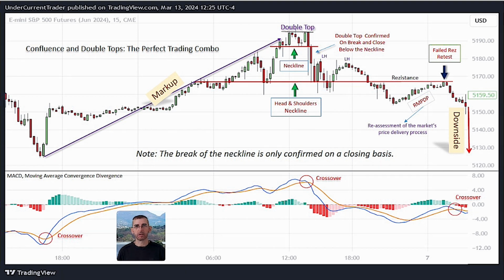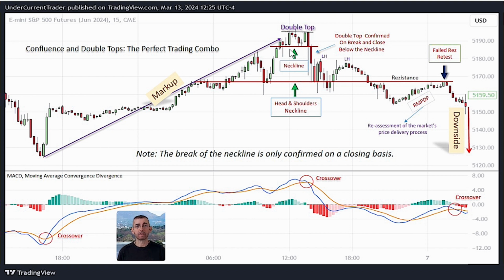That evidence comes in the form of a neckline, which is this horizontal line here, connecting the lows of the double top pattern. It is an important level that, when broken, as is the case with our chart example, often confirms a reversal. Also, let's not forget that the neckline of the double top acts as a support level.